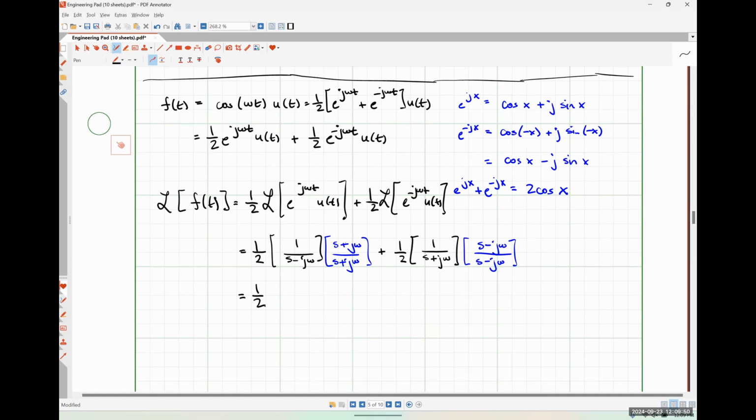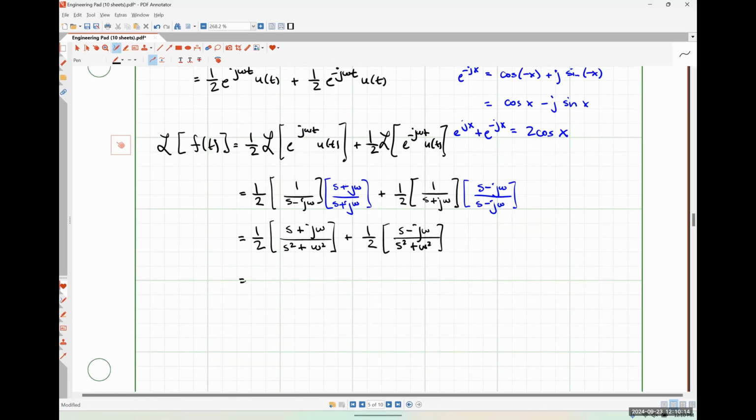So that's going to give me 1/2 times s plus j omega over s squared plus omega squared plus 1/2 times s minus j omega over s squared plus omega squared. So let's see. I have an s plus an s, so that's 2s divided by 2. The plus j omega and the minus j omega are going to cancel each other out. So I should have just s over s squared plus omega squared.